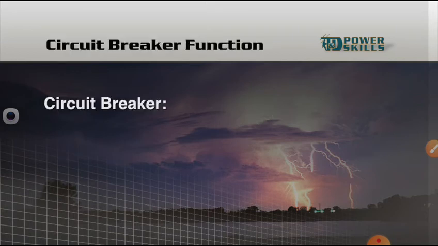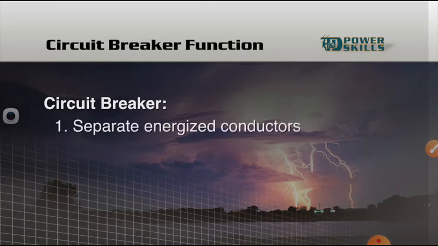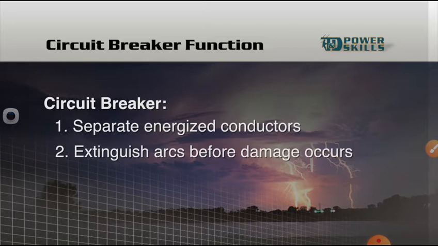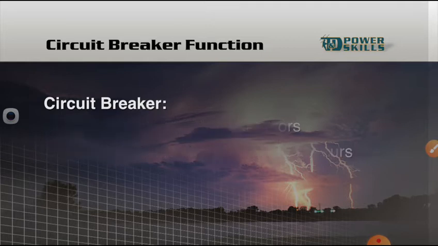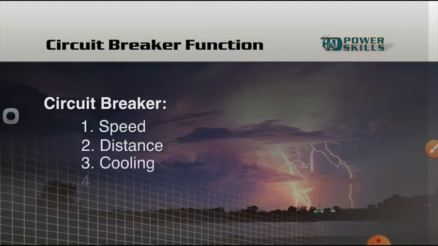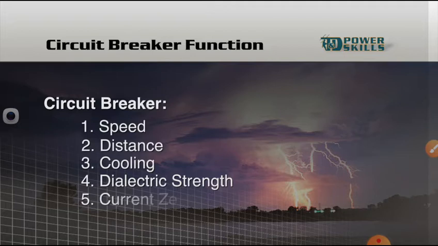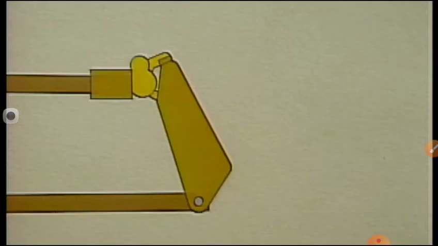A circuit breaker plays a critical role in the T&D system. It not only has to separate energized conductors, but it also has to quickly extinguish the arc that is created before any significant damage occurs. In a circuit breaker, a number of factors work together to extinguish an arc and interrupt a circuit. The main factors we're going to look at are speed, distance, cooling, dielectric strength, and current zero. You can see this illustration to demonstrate the factors that help to extinguish an arc.